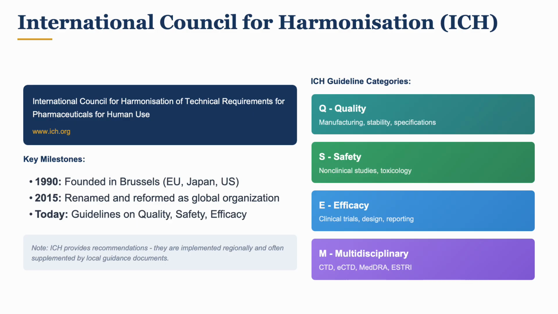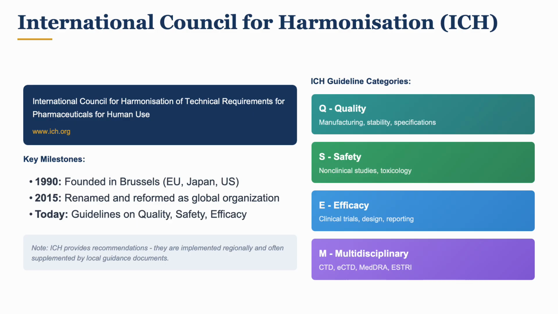ICH was founded in 1990 by regulatory authorities from Europe, Japan, and the United States, along with industry organizations. In 2015, it reformed and renamed itself to become a more truly global organization, with expanded membership and observer status for many additional countries. ICH develops guidelines in 4 main categories, each identified by a letter.